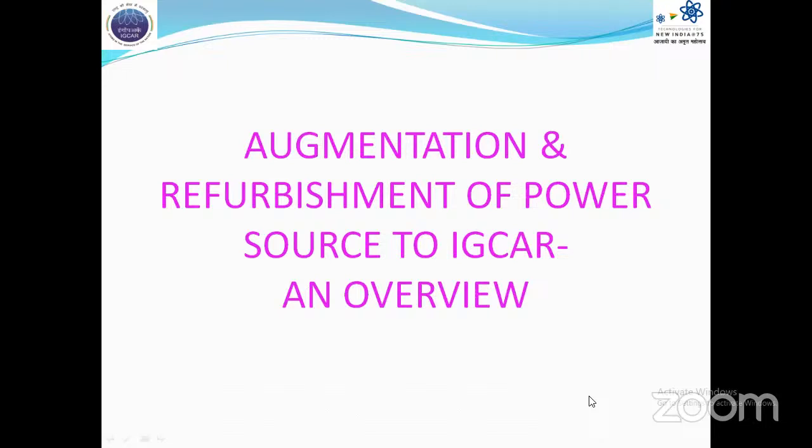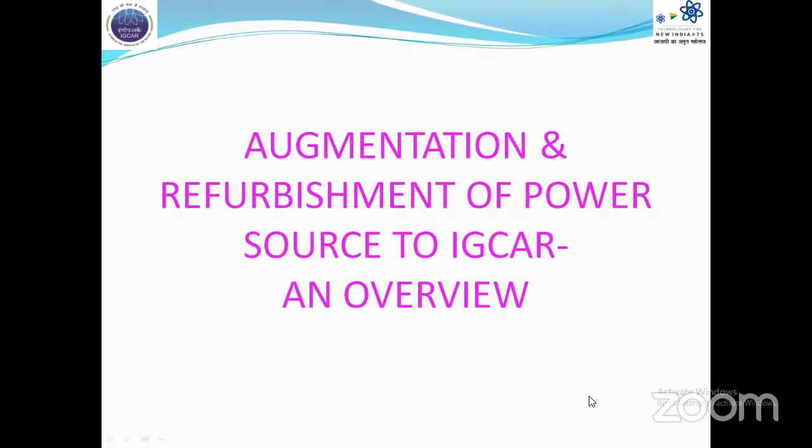This small introduction about IGCAR is for the audience who do not belong to Kalpakkam. IGCAR, Indira Gandhi Center for Atomic Research, is the second largest establishment of the Department of Atomic Energy of the Government of India, next to BARC Mumbai, which is located in Kalpakkam, 80 kilometers south of Chennai and 20 kilometers south of Mamallapuram. IGCAR has been established to conduct broad-based multidisciplinary R&D activities towards the development of fast breeder reactor technology and its associated R&D activities.